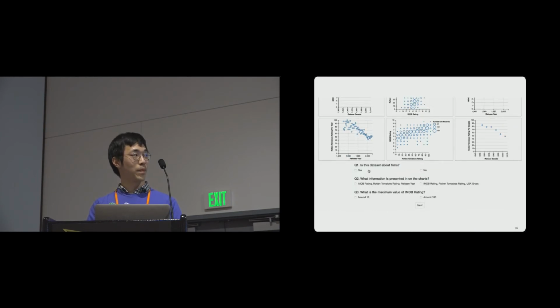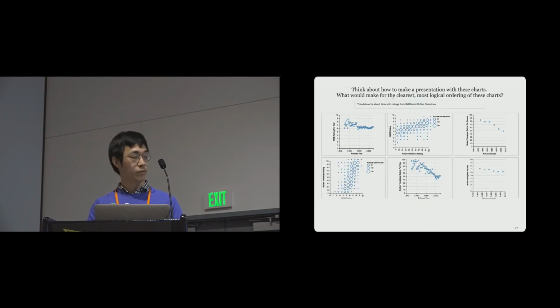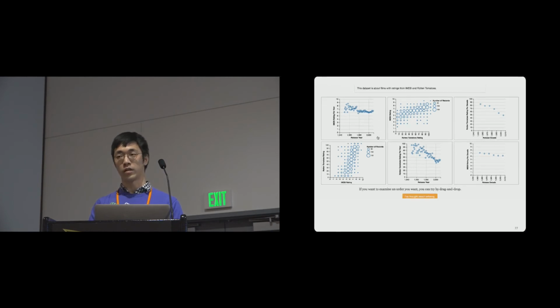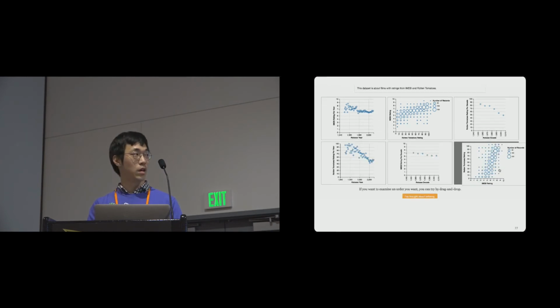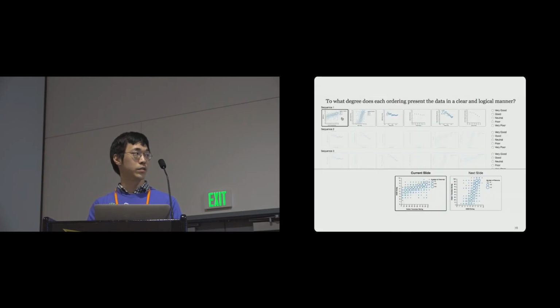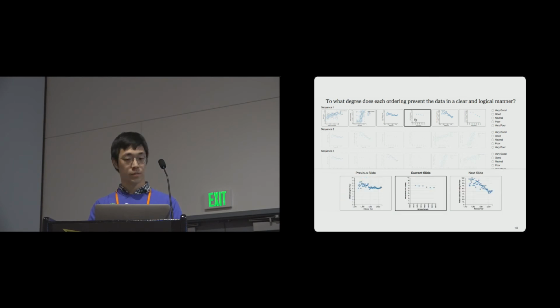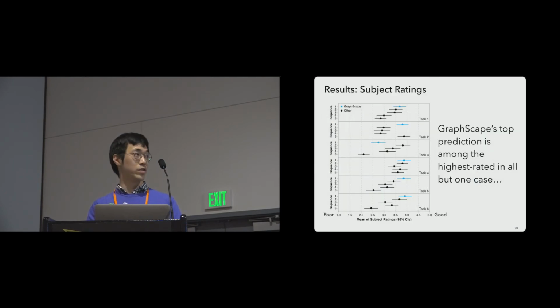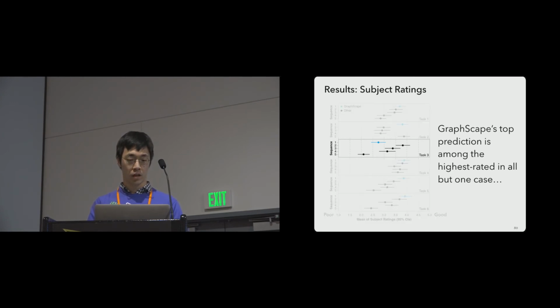Here's the UI. We filtered out people by giving 3 basic questions, and asked them to think about the order, and to rate each of the 5 sequences on a 5-point Likert scale. And here's the result: GraphScape's top prediction is among the highest rated in all but 1 case, task 3. GraphScape grouped the sequence first by region, then year, but the subjects preferred grouping primarily by year.